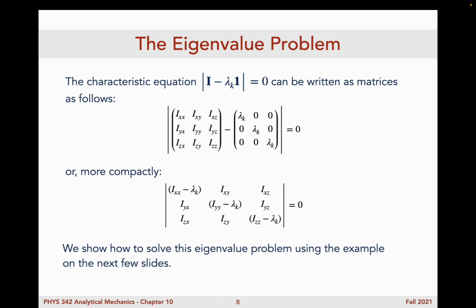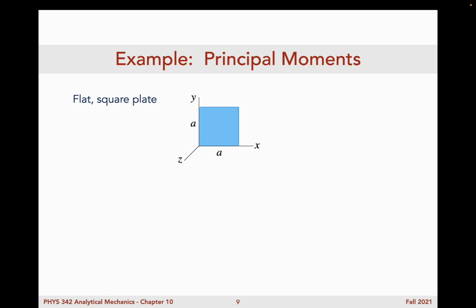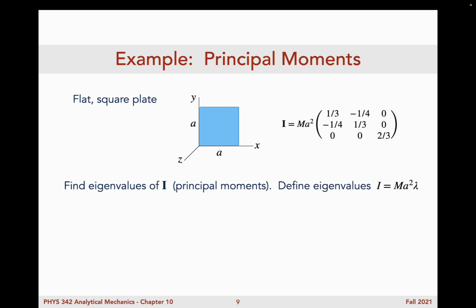To see how to do it, it's best to do it by way of an example. So let's take our example of the flat square plate. It's in the xy plane. It has very negligible thickness in the z direction. You'll just have to take my word for it for now that this is the inertia tensor. We've got numeric values inside the matrix, multiplied by the mass of the plate times the length of each side, a squared, out in front. So we want to find the eigenvalues of I, which will be the principal moments of inertia.